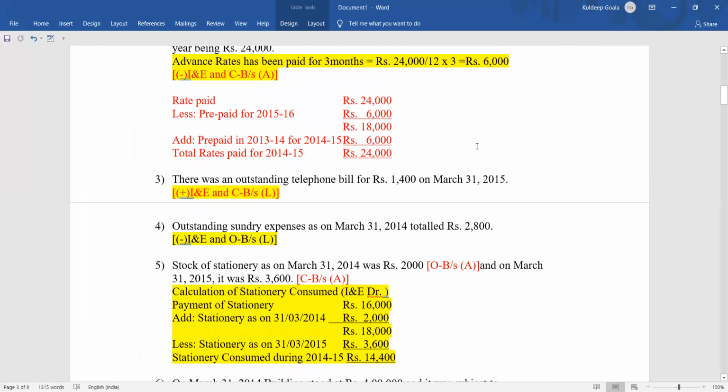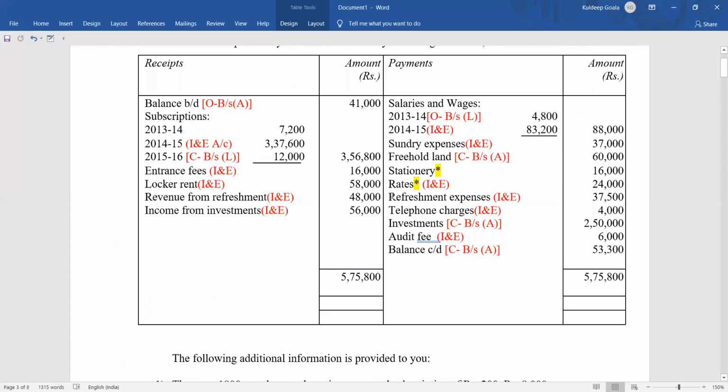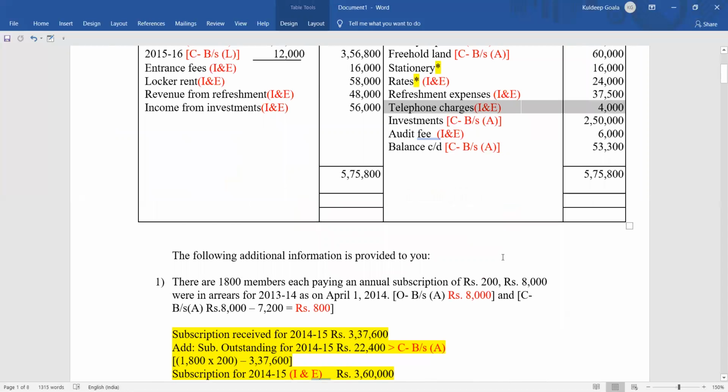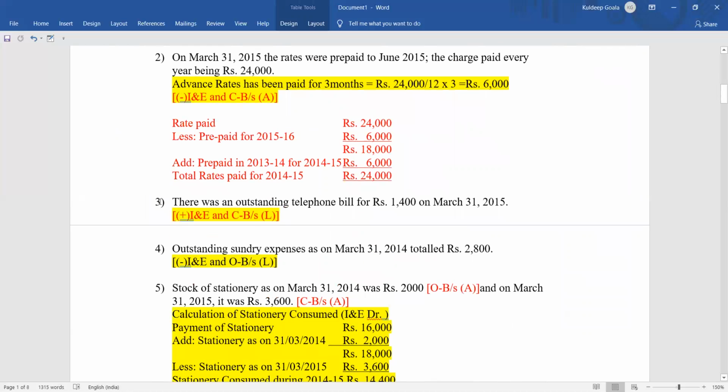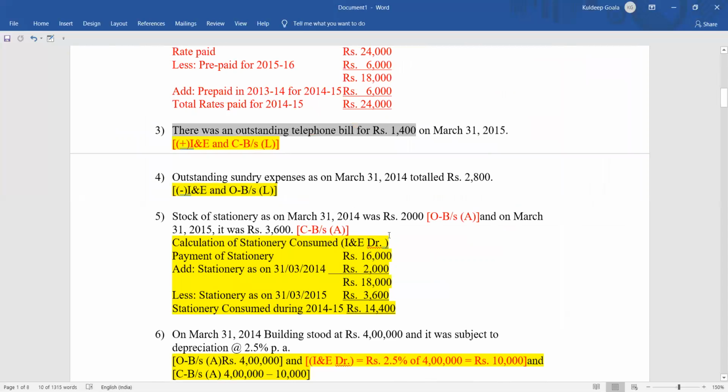Okay, telephone charges. Now let's see what is there. Next was rates, which is over. Refreshment, I already told you it will be adjusted with the revenue from refreshment. Then comes the next one, telephone charges of 4,000, and there was an adjustment. What was that? See, the telephone bill was outstanding to the extent of 1,400, isn't it? 1,400 rupees of outstanding was there. So that will be added.